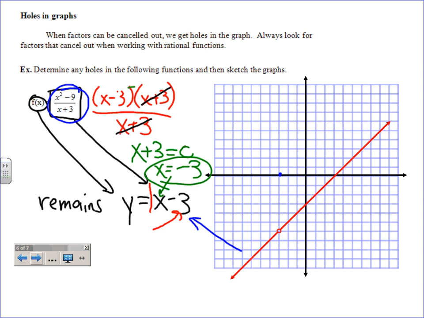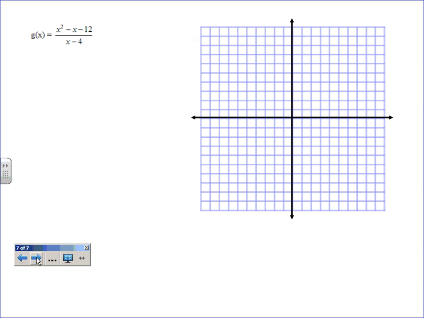Is that where the hole is? Well, yeah. Okay. Is it a hole for this graph? No. Is it one for that graph? Yes. Okay. What I would like you to do is start the next problem. I can tell you right now there is a hole. So go ahead and work on that one.